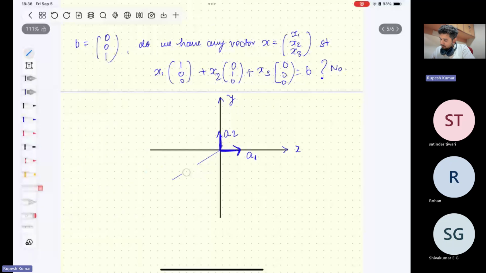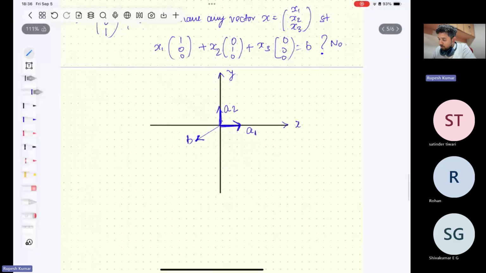It's a unit vector, so it has to be proportional. Now this is your vector B. What you can identify from here is there is no combination of A1, A2, even A3, that will give B. You will never get that. So there is no possible solution.